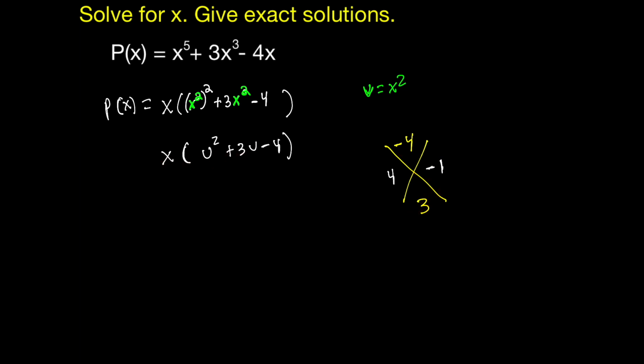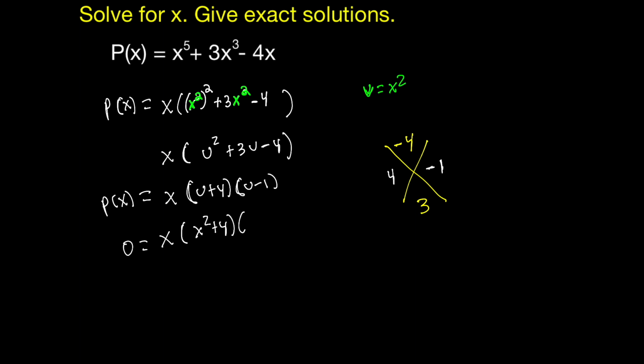Now I'm going to go ahead and rewrite this as x times u plus 4 times u minus 1. And that is the polynomial. Now, because I want to solve for x, I'm going to let p of x go to 0. And I'm going to exchange back to x's, because I want to solve for x, I don't want to solve for u. So here, u is going to become x squared plus 4. And for my second factor, now I'm going to have x squared minus 1.